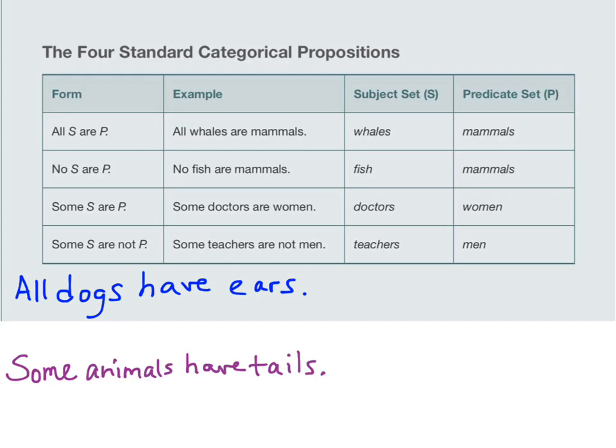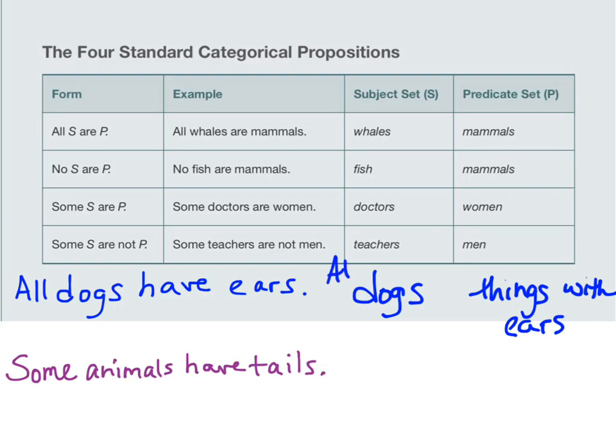Notice it doesn't have the word are in the middle, so we need to rewrite it with that. Let's think through what the subject and predicate sets are. The subject set is there, that's dogs. And then what is the predicate set? There are a number of different ways you could phrase this, but let's say, how about just things with ears? You could say animals with ears, but we just need to write it as a set rather than just that property of having ears. Then to write this in standard form, we would simply fill in the words all and are. So we would say that all dogs are things with ears.